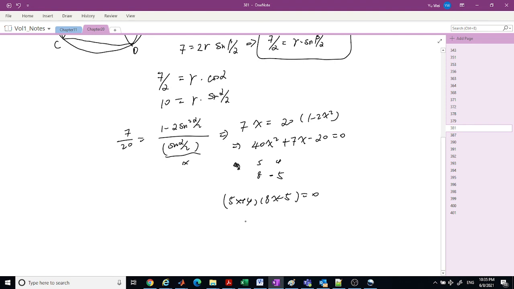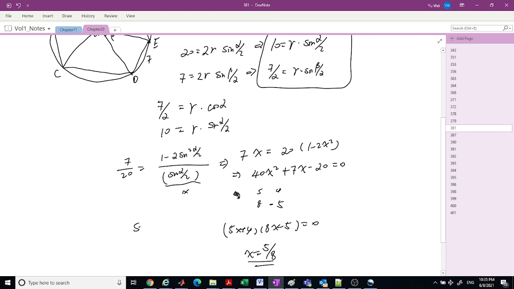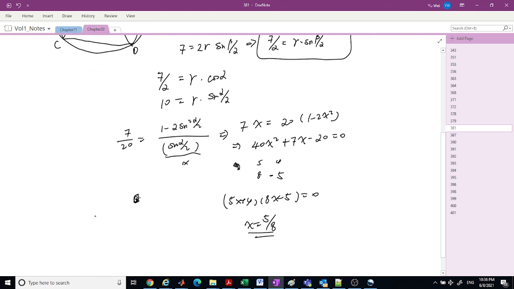Okay, so that means x is a positive number, right? So we can only take x equals 5 over 8. Now, x equals sine alpha over 2, right? So now we know 10 equals r times 5 over 8. Then we can solve r equals 80 over 5, which is 16. Okay.